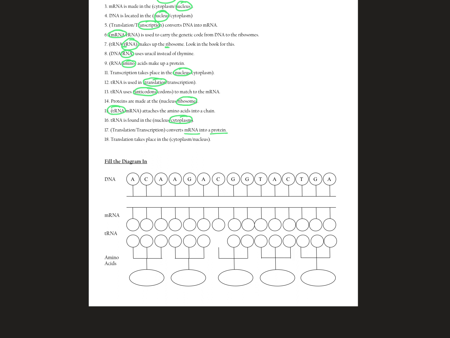All right, so translation converts mRNA to a protein. Transcription is DNA to RNA. Make sure you get that straight. I know it can be confusing. That's why we do this. Translation is making the protein. Translation takes place in the cytoplasm.